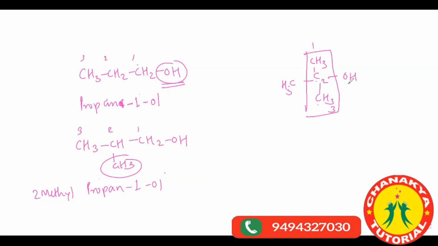The second carbon is attached to your functional group. So propane would be your parent hydrocarbon. The second carbon is attached to OH, so propane-2-ol. And the second carbon is also attached to a methyl group. So it will be 2-methyl propane-2-ol. Clear? Understood? Hello, Aditi. Are you writing? Yeah, ma'am. Okay, fine. Shall I give one more example?